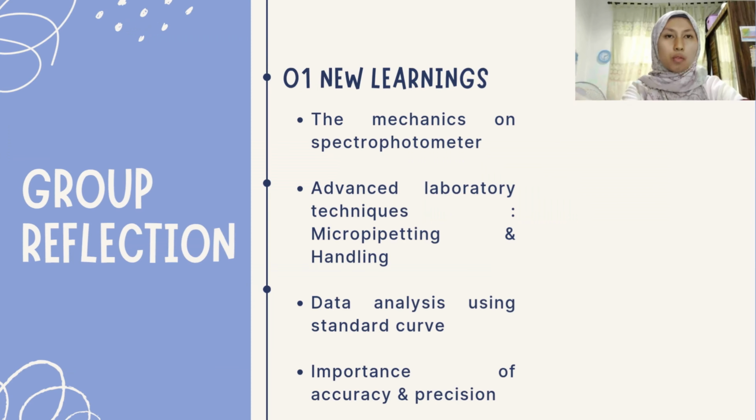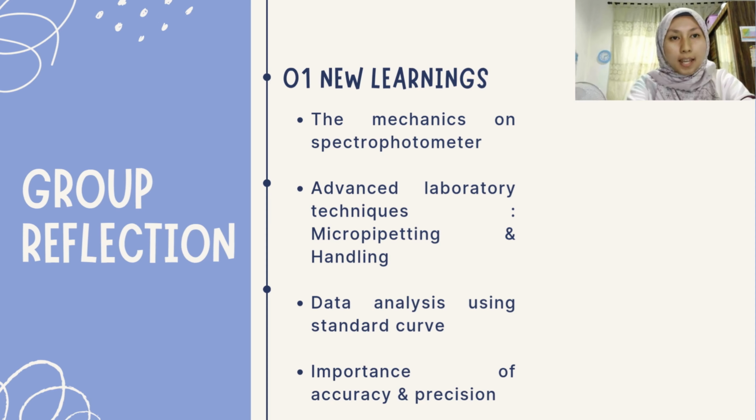So next, we will move on to our group reflection. The first one will be our new learnings. Firstly, we learned how the spectrophotometer works, which is by illuminating light through the clear part of the cuvette. The detector will measure the light intensity transmitted through the sample using a blank sample. We also learned that the blank is important in order to eliminate background interference.